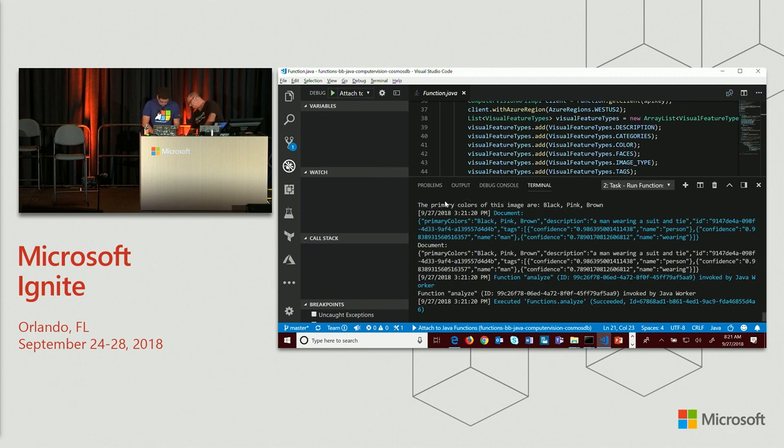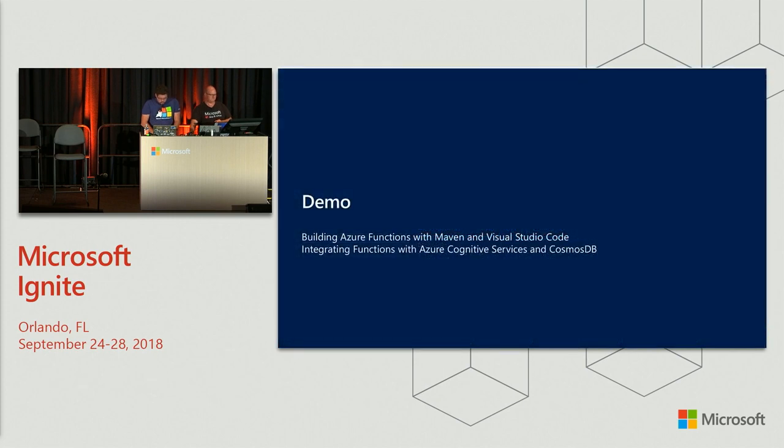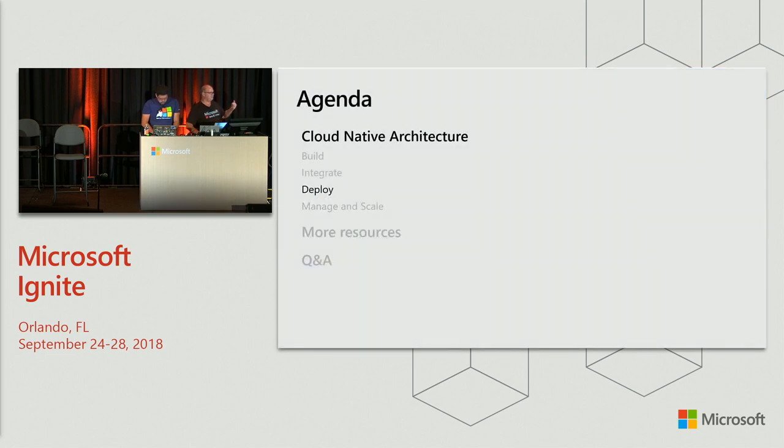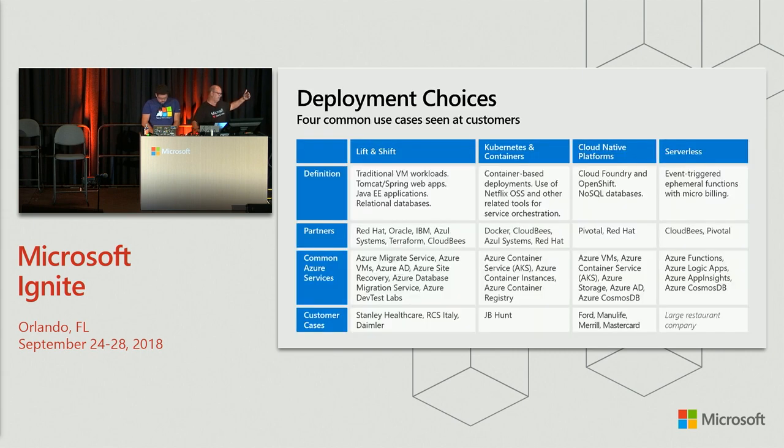All right. Oops, pushing the wrong button. So that's build and integrate. So we've actually built something. We've integrated it with Azure services. We built a function, integrated that with Azure services. And now you want to look at deployment options. So there's several different deployment options depending on what you want to do and run your application.